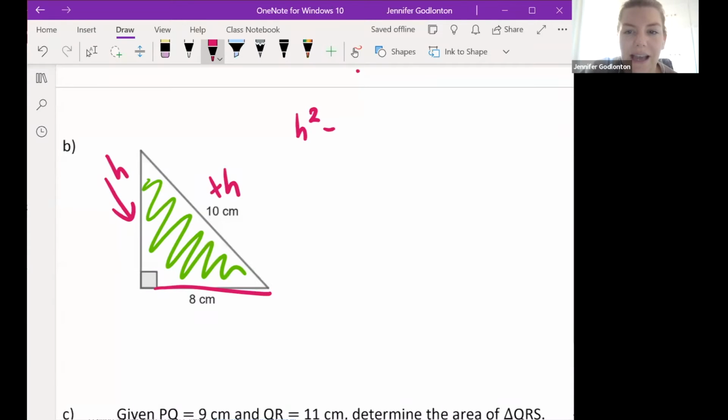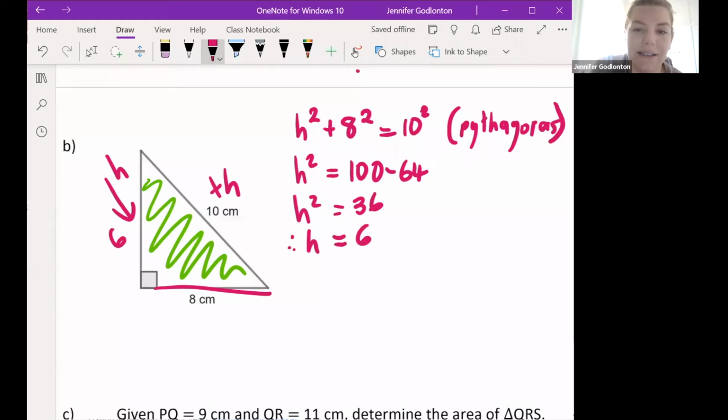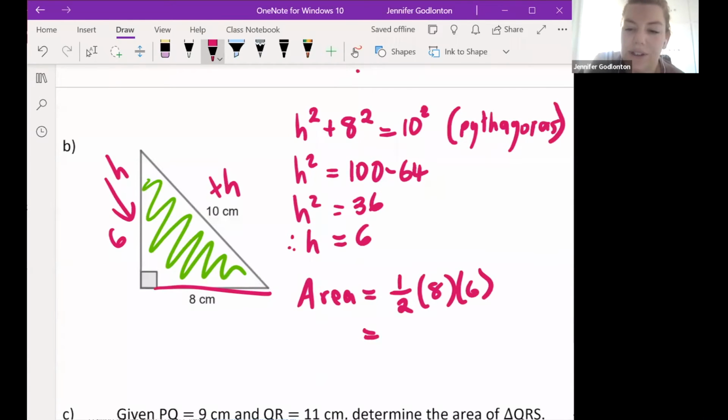H squared plus 8 squared is equal to 10 squared, Pythagoras. So h squared is equal to 100 minus 64, which is 36, which means h is 6. And then to find our area, let me keep it the same: half of 8 times 6, which is going to give us 24 centimeters squared.